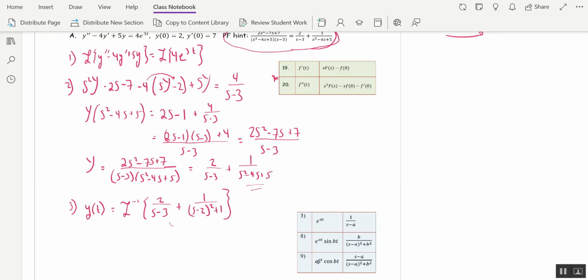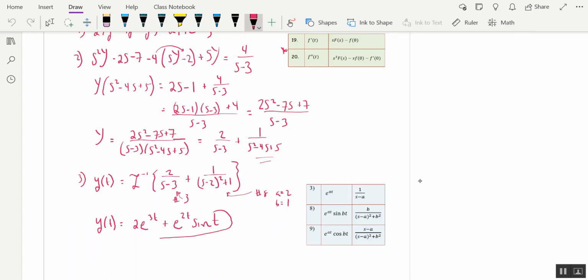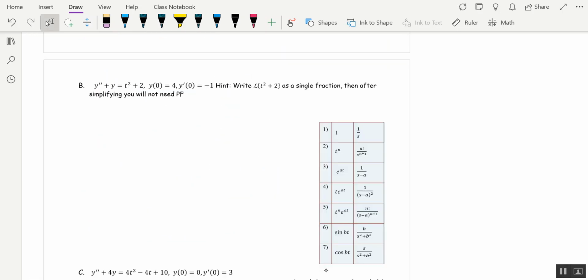This guy is formula 3, and this guy is going to be formula 8, a equals 2, and b equals 1. So my final answer is little y of t equals 2e to the 3t plus e to the 2t sine of t. And there's our final solution. We could have gotten that using undetermined coefficients, but this was a lot quicker. Okay, let's do another one.